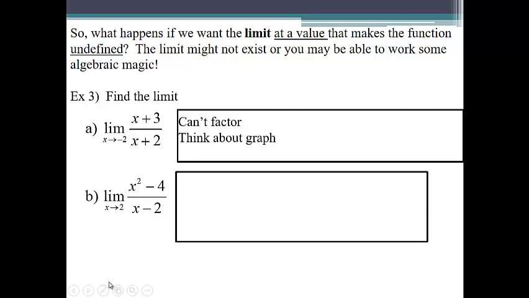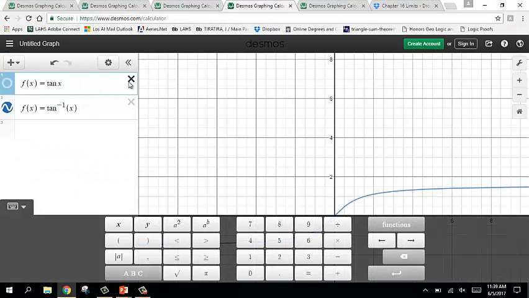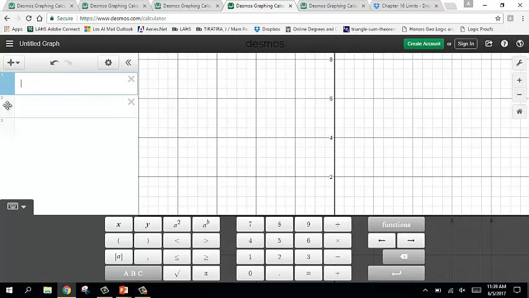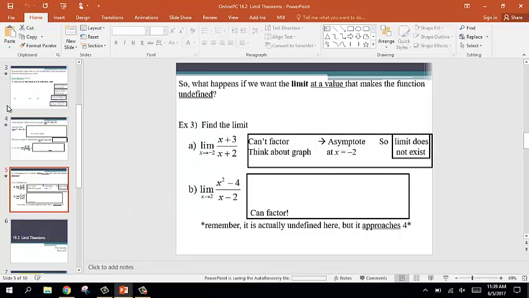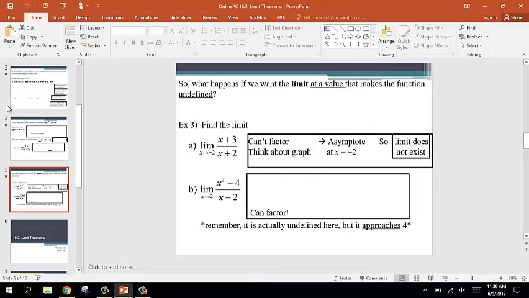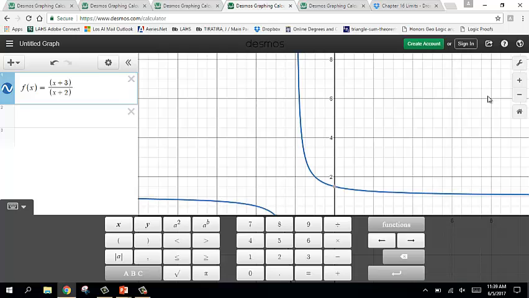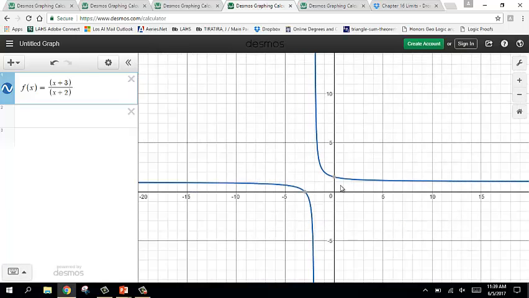So let's actually see this on Desmos. Let's open up Desmos and type it in. So f of x equals, the numerator was x plus 3, and the denominator was x plus 2. And let's look at -2. So here's where -2 is on the x-axis.